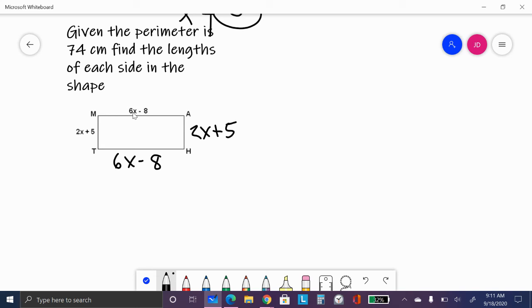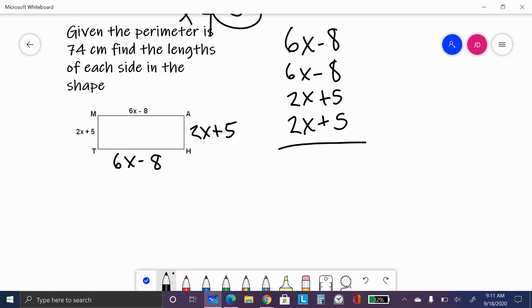Now I can find the perimeter by adding up all the sides. Okay. And you could do this. Some people like doing this vertically, right? 6x minus 8 plus 6x minus 8, 2x plus 5, and 2x plus 5, and lining up all the like terms, right? That's how you find the perimeter, right? 6x plus 6x plus 2x plus 2x. You add up all those sides, and you get 16x.